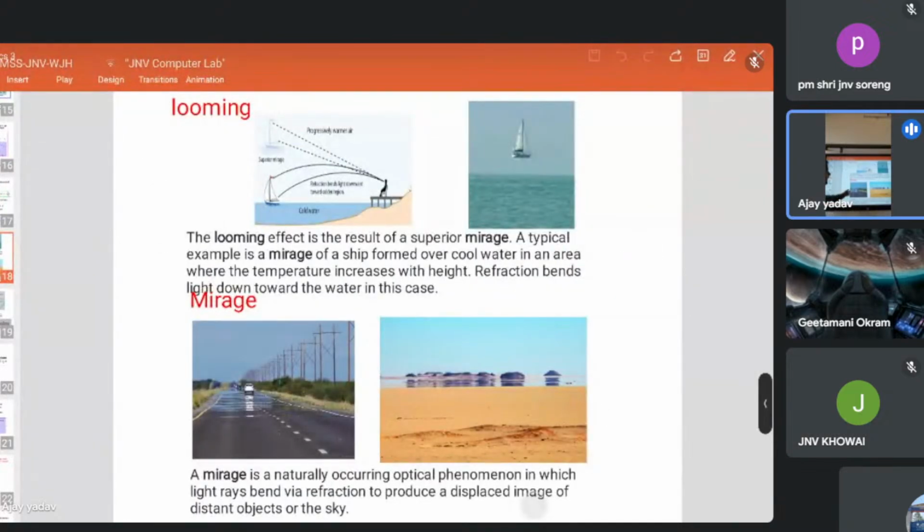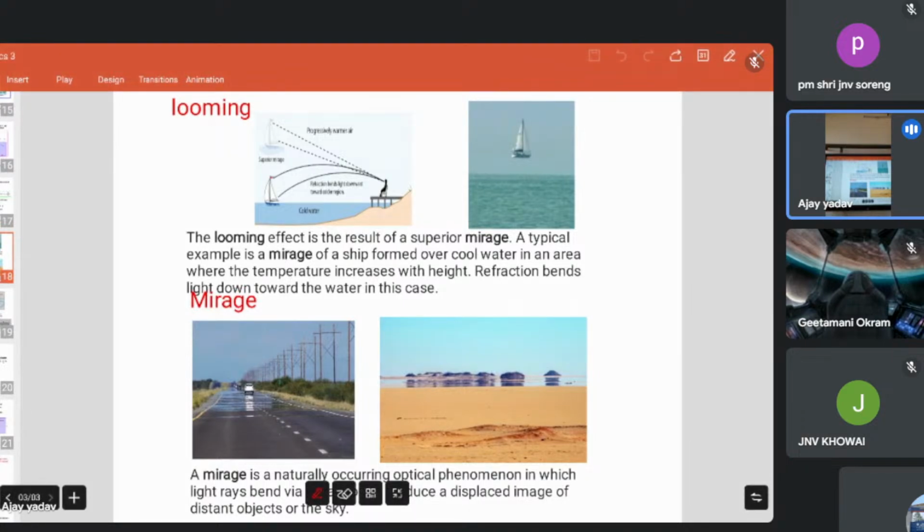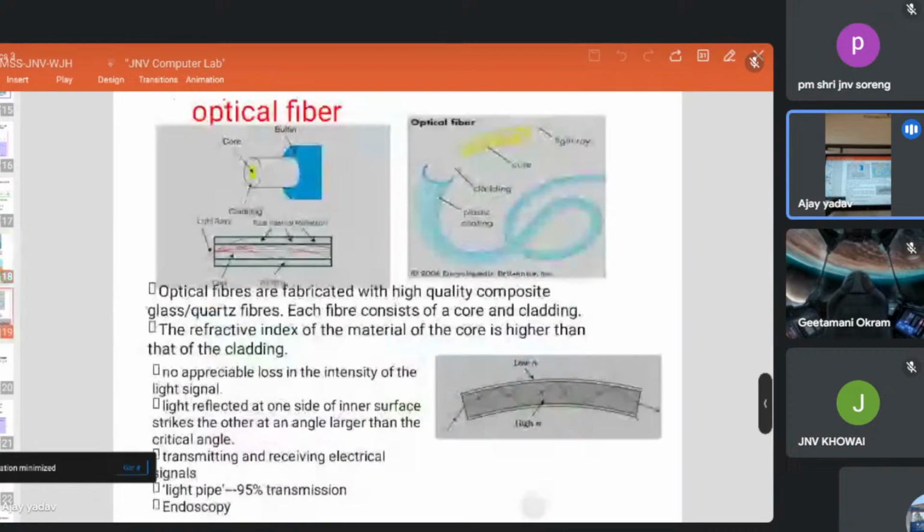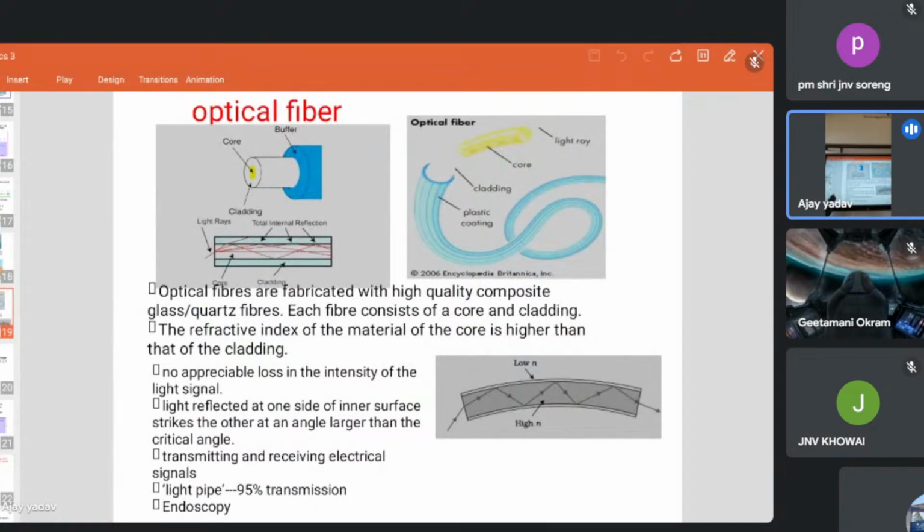So these are some applications of TIR. Looming is an application. Looming means in cold water, if we go up in height, then the temperature increases. Similarly, mirage. Mirage means in the desert on hot days, we see some water in the desert and also on the road. This is called mirage. Mirage is an optical illusion. This occurs due to TIR. Similarly, the next application is optical fiber. This is an important application.